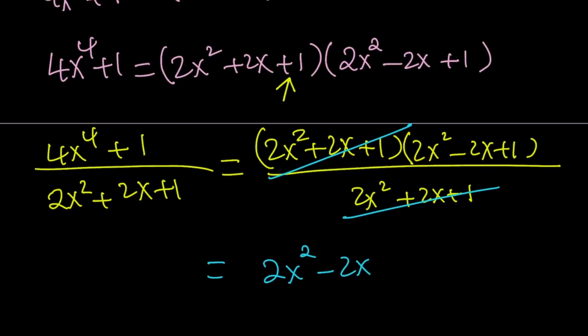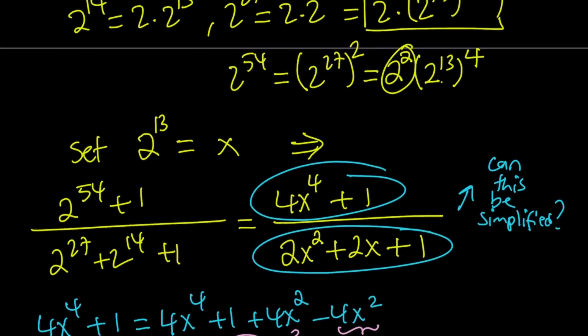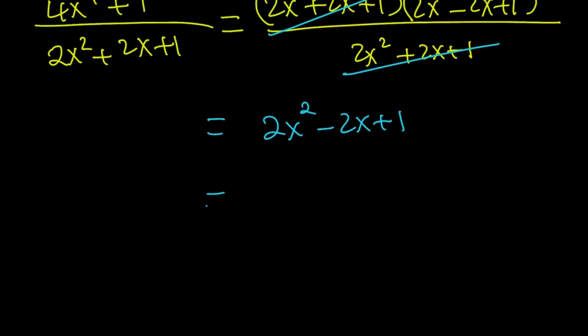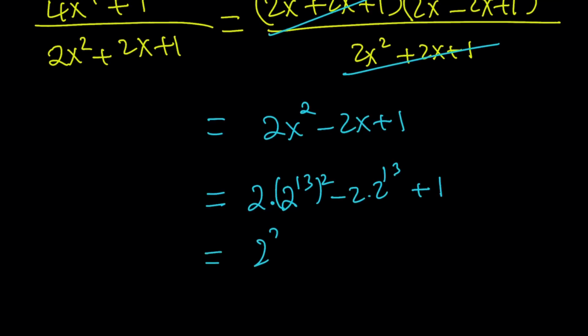Beautiful. So we're going to cancel these out, and we're going to end up with 2x squared minus 2x plus 1. But that's not the ultimate goal, because x is something we used, right? x is 2 to the power 13. Let's back substitute. So our expression becomes 2 times x squared, which is 2 to the power 13 squared, minus 2 times 2 to the 13 plus 1. And then this becomes 2 to the power 27 minus 2 to the power 14 plus 1.